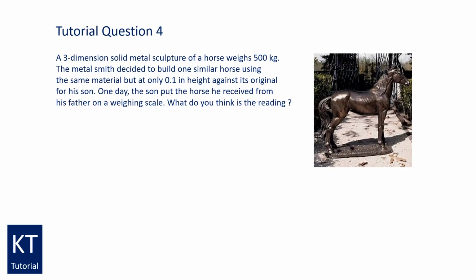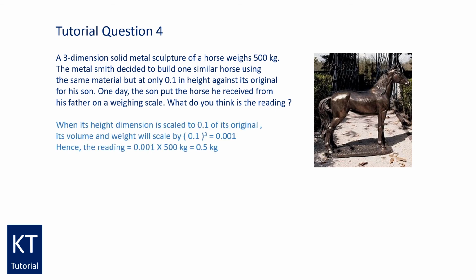Tutorial question 4. A three-dimension solid metal sculpture of a horse weighs 500 kilograms. The metalsmith decided to build one similar horse using the same material but at only 0.1 in height against its original for his son. One day, the son put the horse he received from his father on a weighing scale. What do you think is the reading?